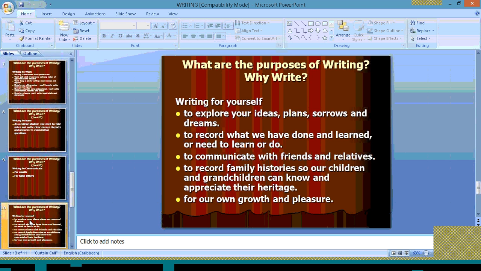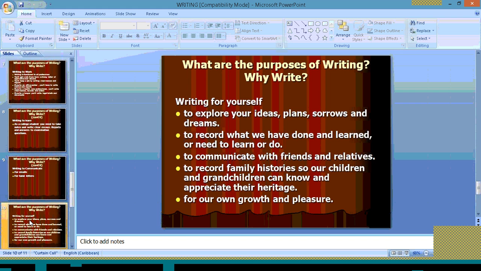So writing for yourself, you write for yourself to explore your ideas, your plans, your sorrows, and dreams. I'm sure many persons probably have written like a 5 year plan, things that they want to achieve by the next 5 or 10 years. You write it. After 5 years or 10 years, you look at it and see how well you have really done with that list. Sorrows, you're really sad. You may just choose to write to get it out of your head. Your plans, of course, as I mentioned, your dreams. You have a 5 year plan, a 10 year plan. You see how well it goes.